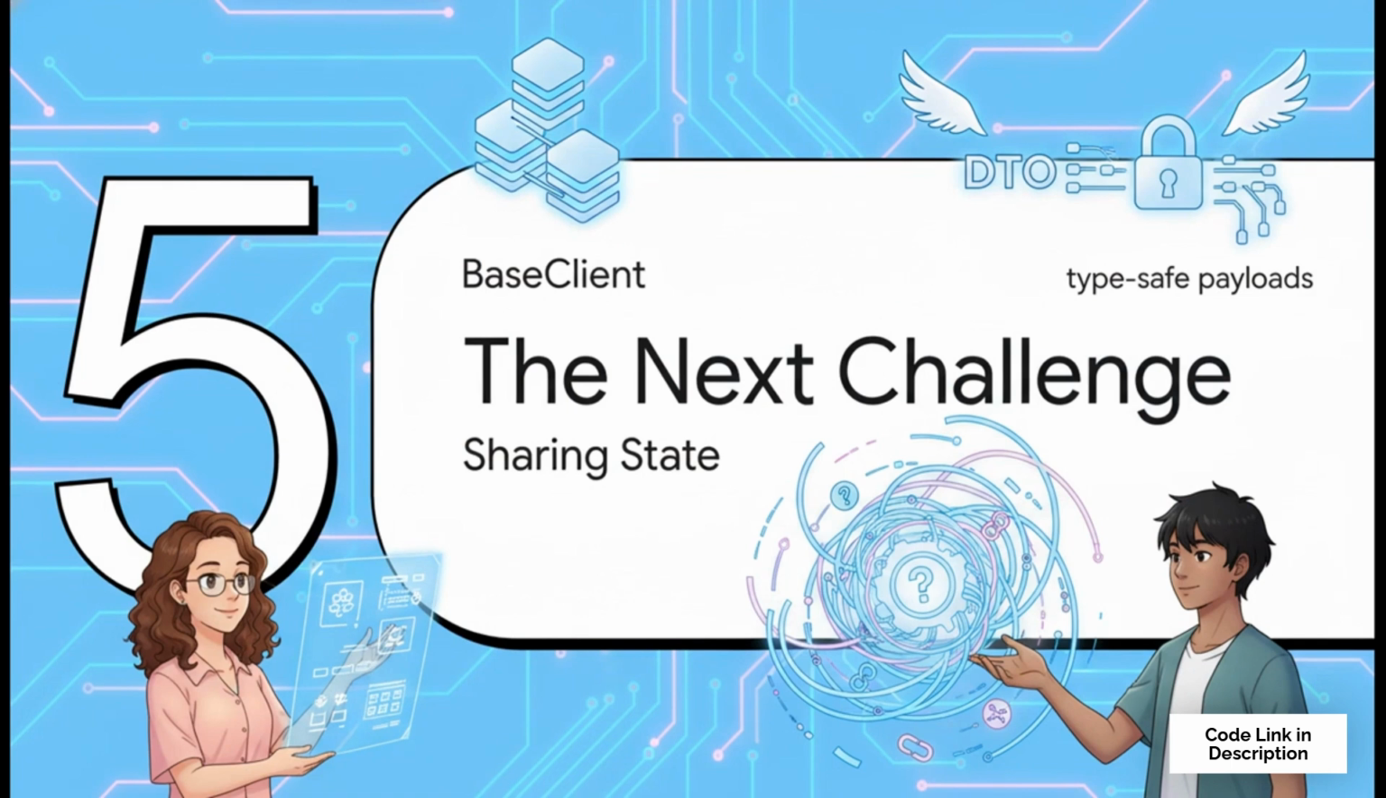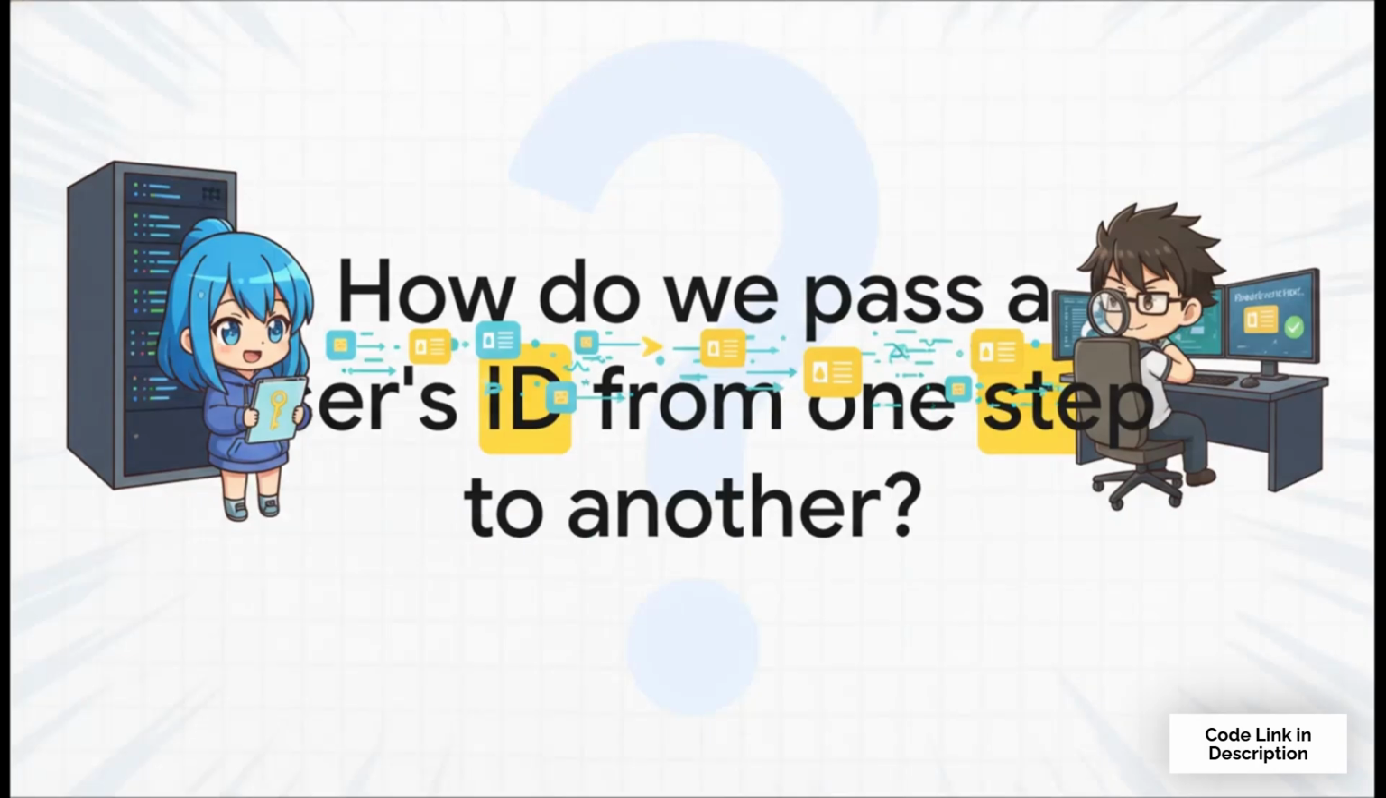Okay, so let's recap. We have built this incredibly clean, reusable, and type-safe client layer. We should be proud, but this has introduced a new, interesting challenge for us. Think about a typical test flow, right? The when step creates a user and gets a brand new user ID back from the API. Then, the then step needs that exact same ID to go and verify that the user was actually created correctly. So, how do we pass that piece of information between steps?